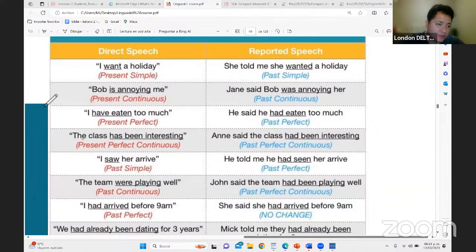For example, okay, hold on. Zoom is a little bit different today.